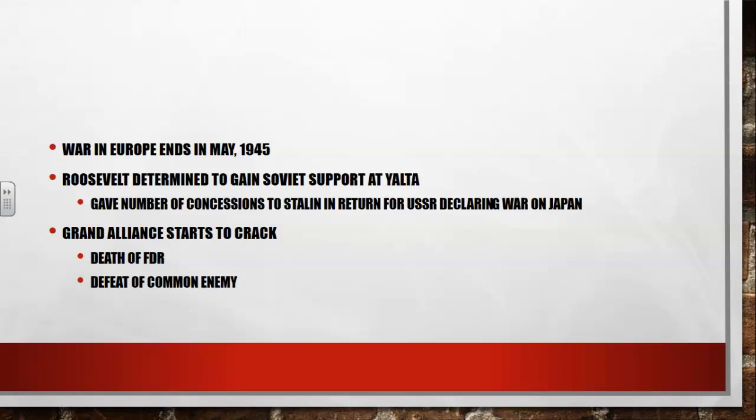Now, Roosevelt, President of the United States, is determined to gain Soviet support at the Yalta Conference. At this time, he's going to give a number of concessions to Stalin simply in return for the USSR, the Soviet Union, declaring war on Japan, because Roosevelt needs the support of the Soviets to end this war, to finish it once and for all. At this time, though, the Grand Alliance is going to start to crack.